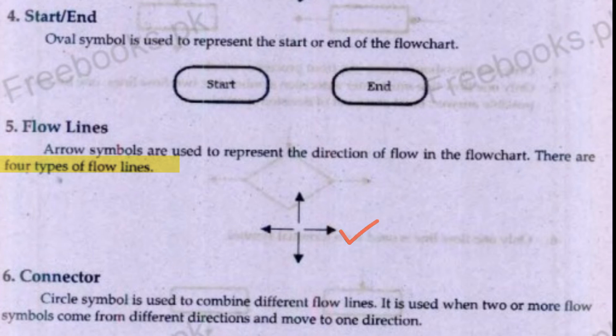6. Connector. Circle symbol is used to combine different flow lines. It is used when 2 or more flow lines come from different directions and move to one direction.